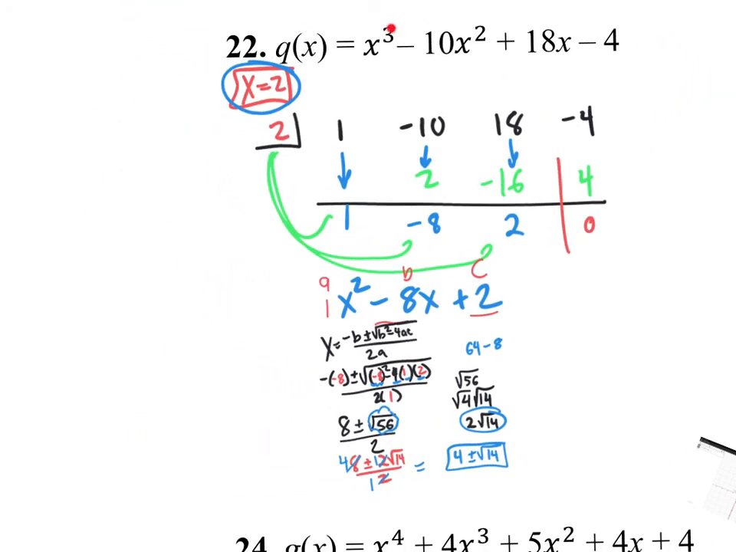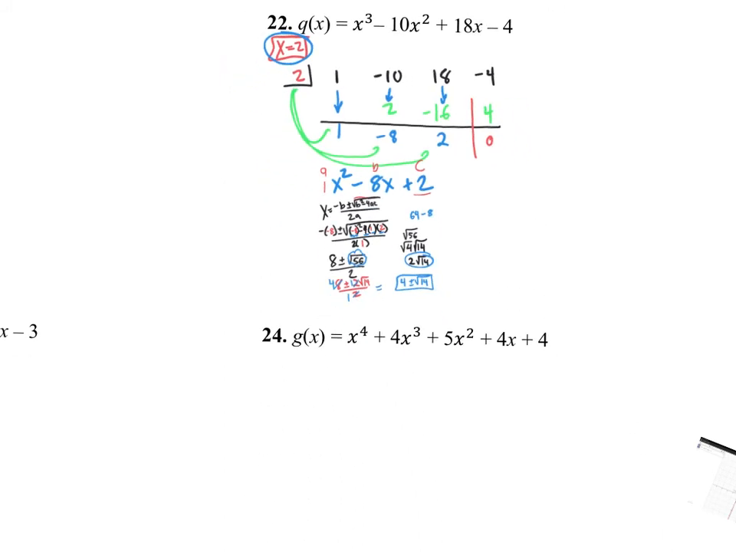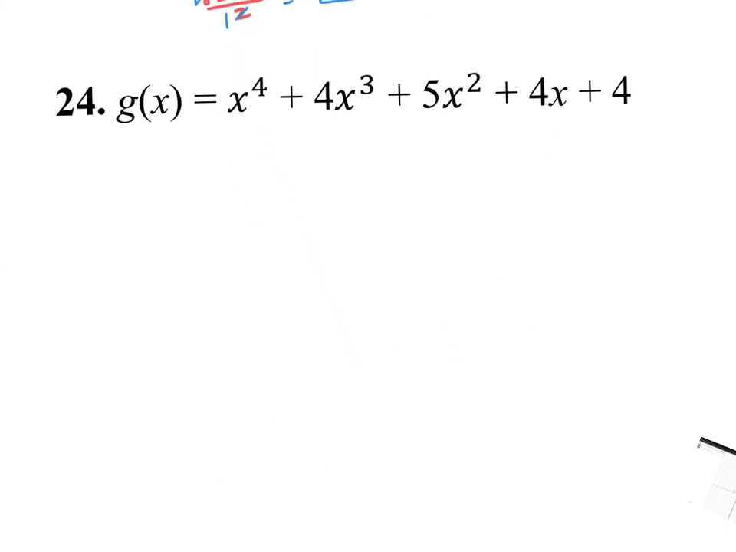Remember, this was a 3rd degree equation. You have 3 answers. You have one that's nice, rational, 2, and 2 that are irrational. They're crazy decimals. 4 plus the square root of 14, which is a crazy decimal. 4 minus the square root of 14, which is a crazy decimal. And that's how we do this, guys. Might as well do the last one here.